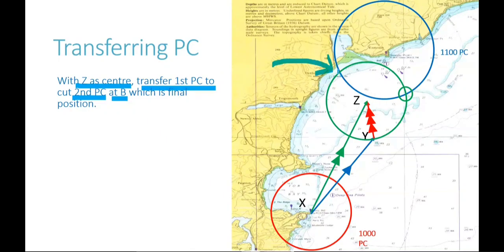So obviously this point is ruled out. This cannot be our position. So our position is at this point. We indicated it as B. So B is our final position. So this is how we transferred a position circle and we obtain our position at 1100 hours.